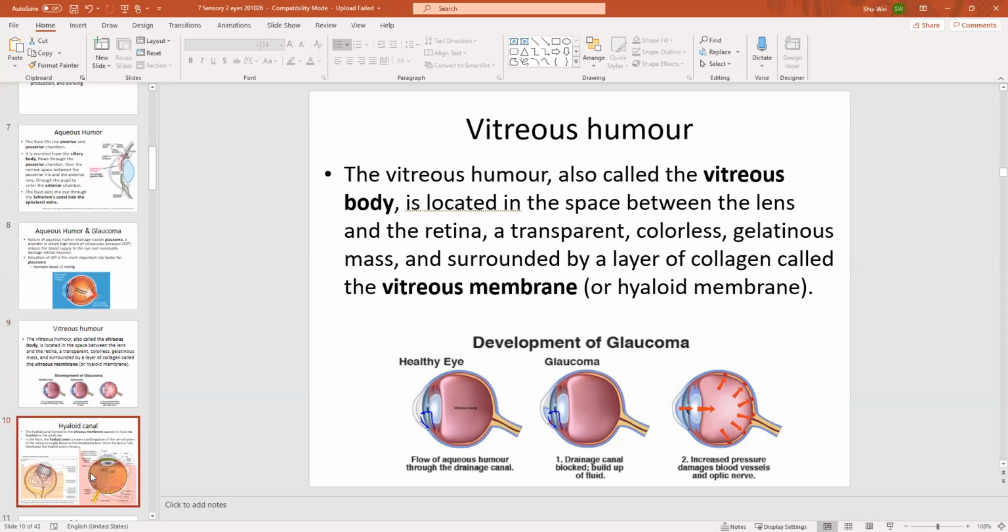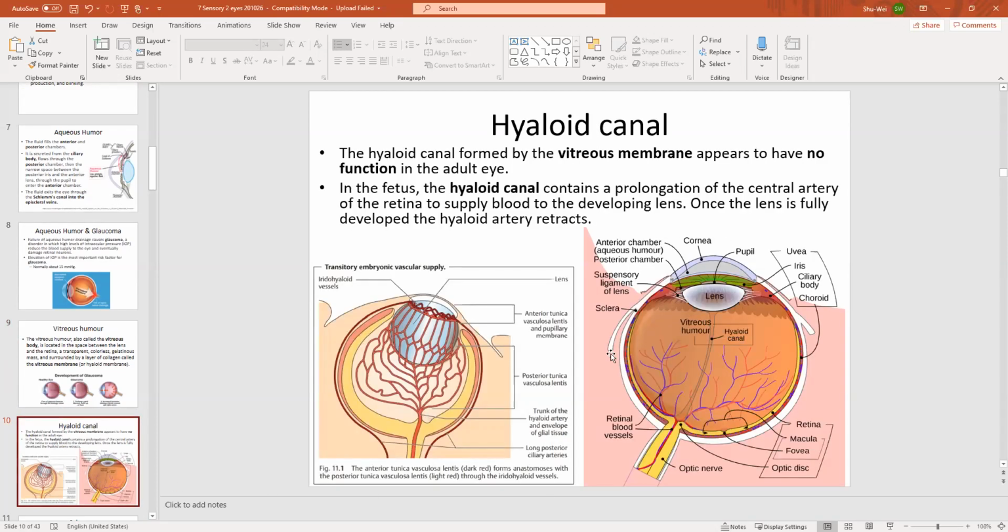Sometimes you may see in the eye, in this vitreous body, a canal connecting the lens with the optic nerve. Here is the optic nerve. This region is called the optic disc. You may wonder what this canal is about. Is it something that transports from the lens to the disc? In fact, this canal is called the hyaloid canal. It actually has no known function in adults. Then why do we have it?